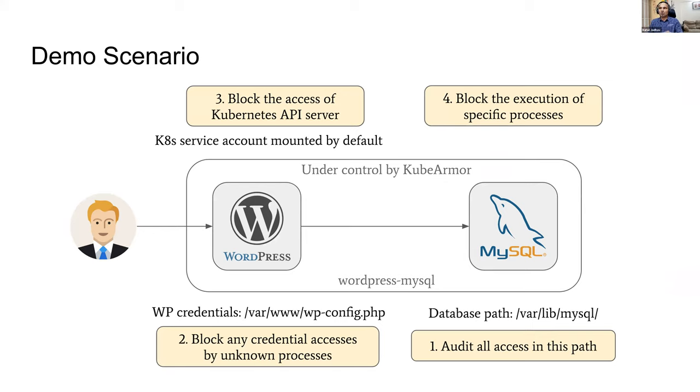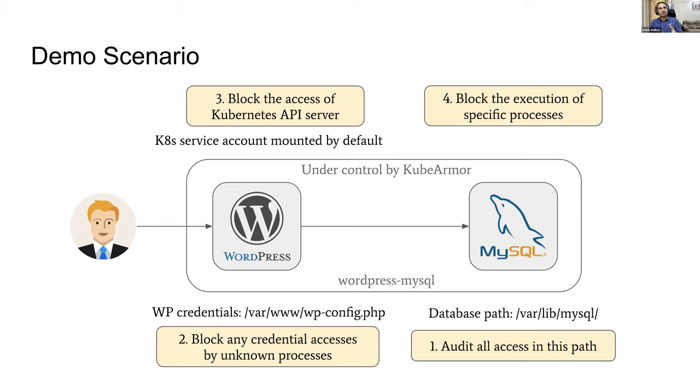So for the demo scenario, I'm not going to actually give the demo, but we have a video of this demo scenario where we have a WordPress and MySQL application. It is possible to audit all access in a particular path. Of course, Falco and Tracee can also do that. We can also block any credential access by unknown processes to this particular WordPress configuration file. So we can say that apart from WordPress processes, no other process should be able to cat or open this particular file. We can block doing that completely. We can block the access of the Kubernetes API server outside of certain processes, and we can block the execution of specific processes.